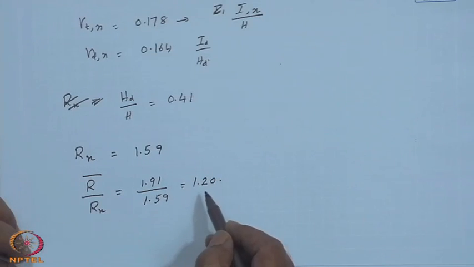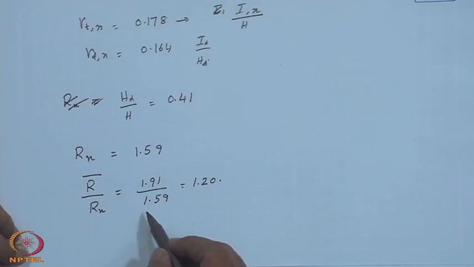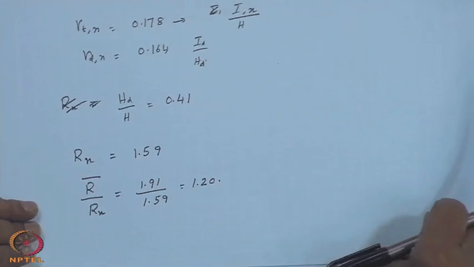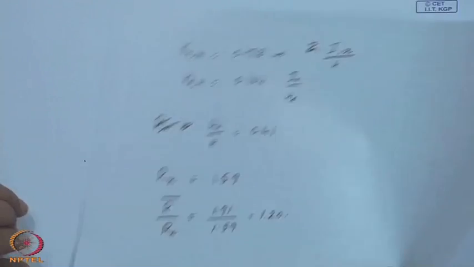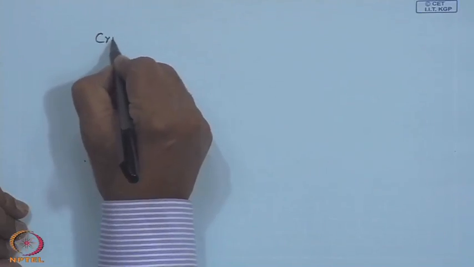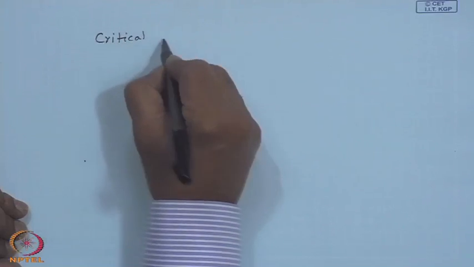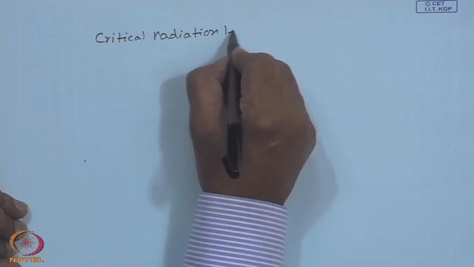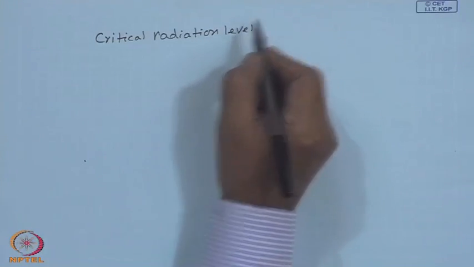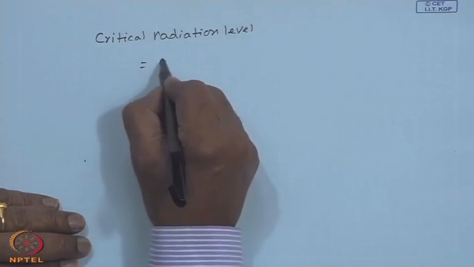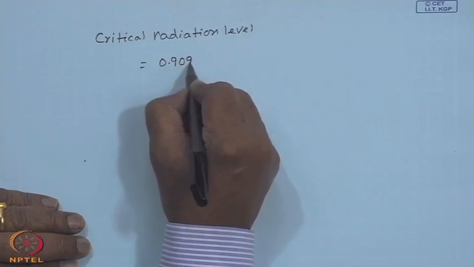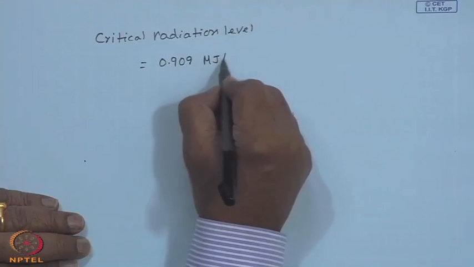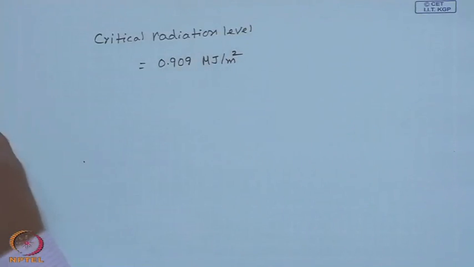R bar by Rn is equal to 1.91 by 1.59. So, subsequently we estimated the critical radiation level, which turned out to be 0.909 megajoules per meter square. This is for an hour.